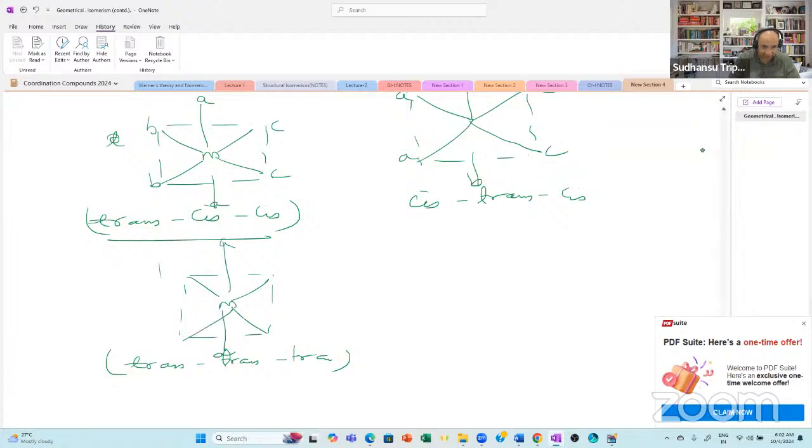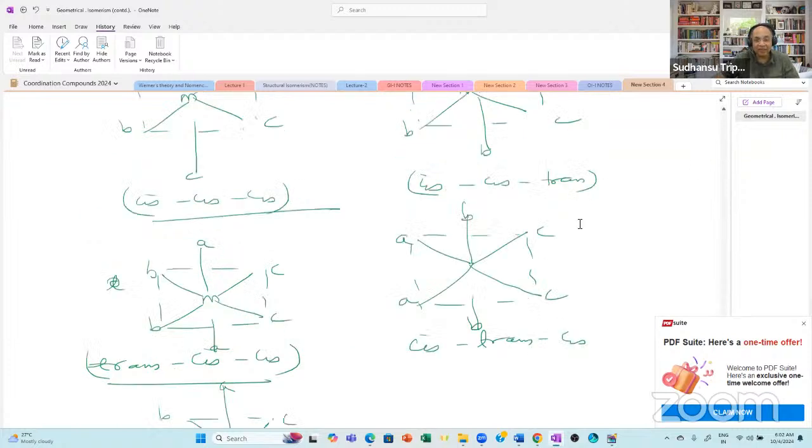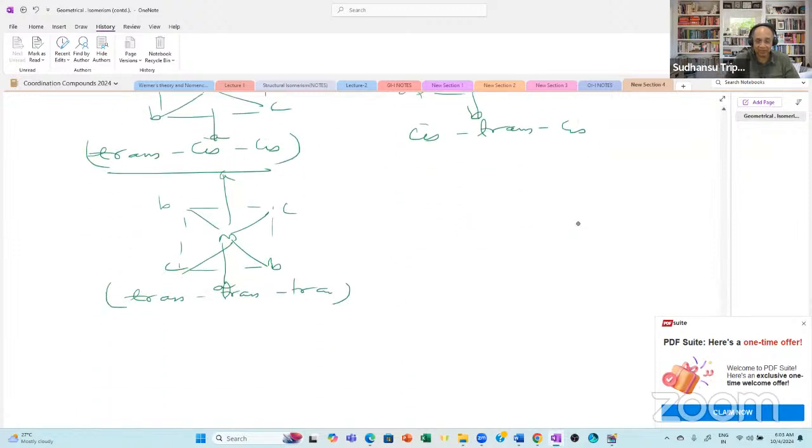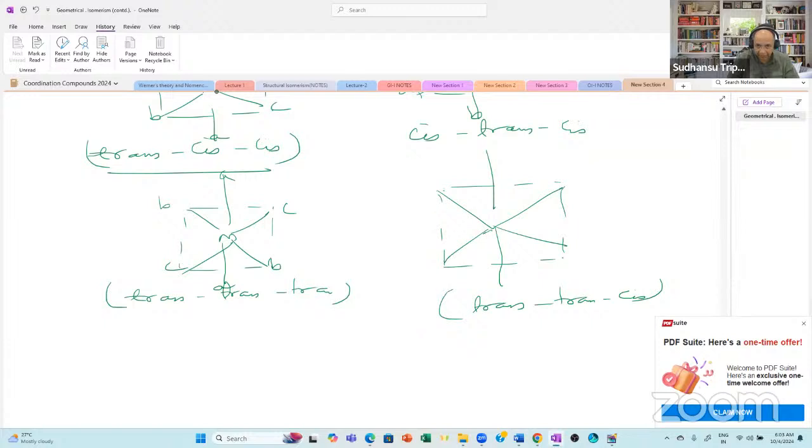AA trans, BB trans, CC trans. But what else is left? Trans, trans, cis we have not done. Let us see if this is possible or not. It is impossible. Trans, trans, cis is impossible. You will find that after you make two trans, AA, BB, you cannot have the CC remain in the cis position. This is not a possibility.